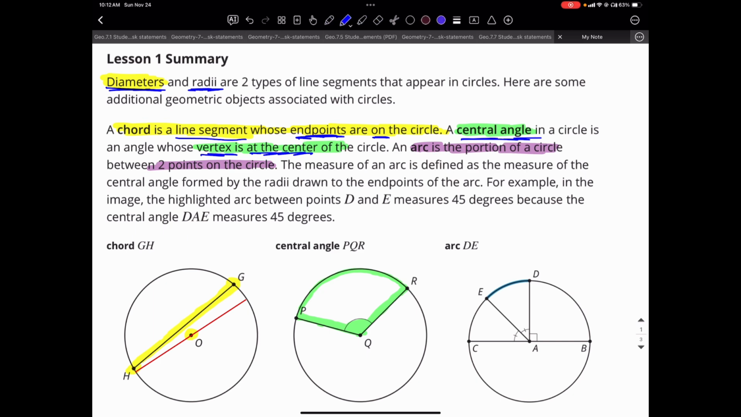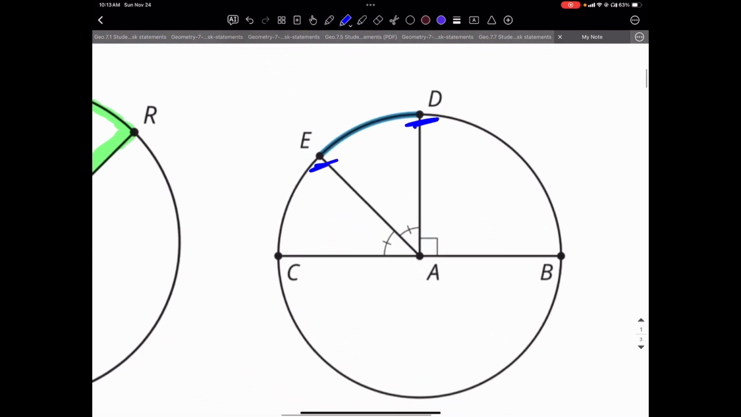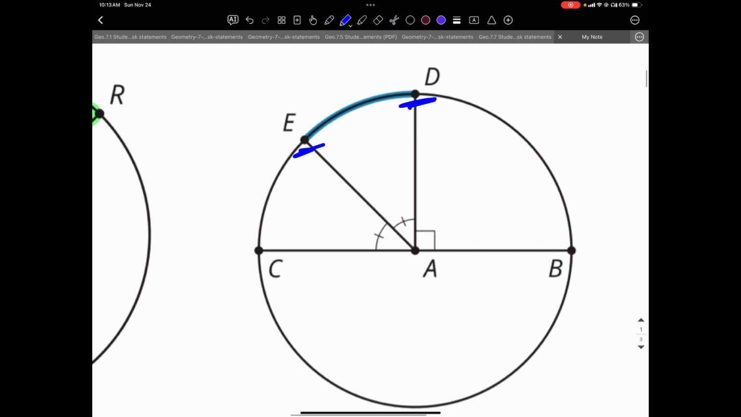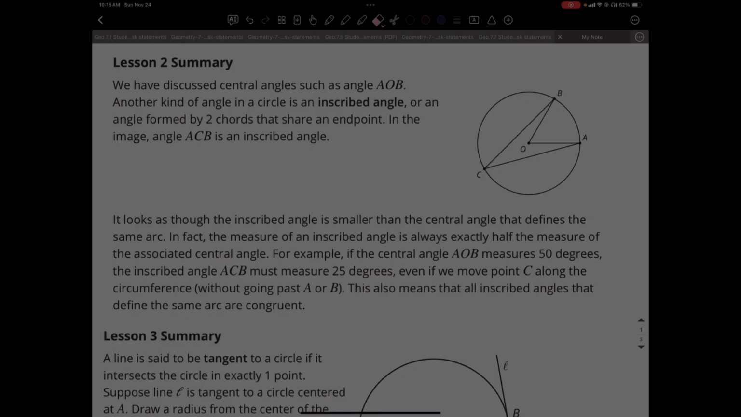Where it says the highlighted arc between points D and E measures 45 degrees because the central angle DAE measures 45 degrees. So let me zoom in. This angle is 45 degrees, and because it's a central angle, the arc that it opens up to is also 45 degrees.